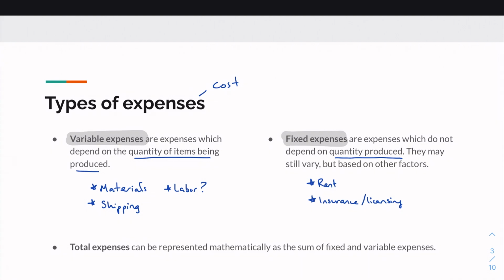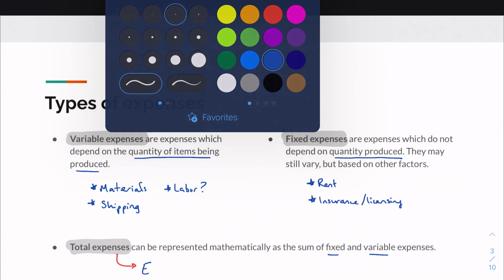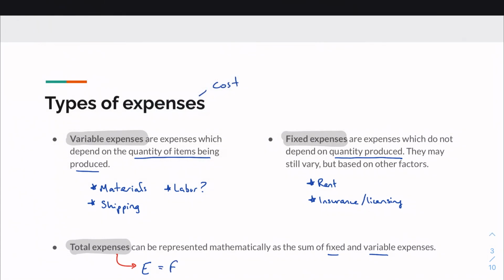So total expenses, we want to put this all together, can be represented mathematically as the sum of fixed and variable expenses. So my total expenses, and we're going to call it E for expense, can be written as the sum of my fixed expenses plus my variable expenses. And that's kind of it. This is usually going to allow us to come up with some sort of linear function of quantity, of Q. We're going to talk about what this means in a minute. We're going to come back to this equation in a second.